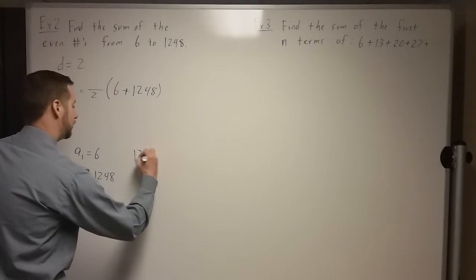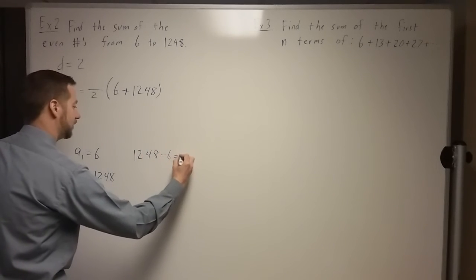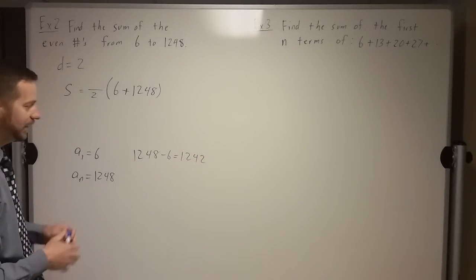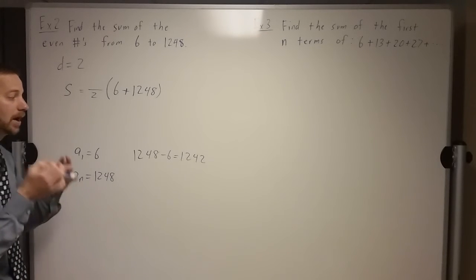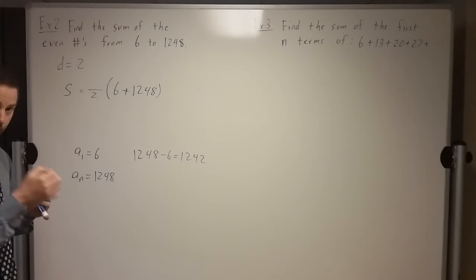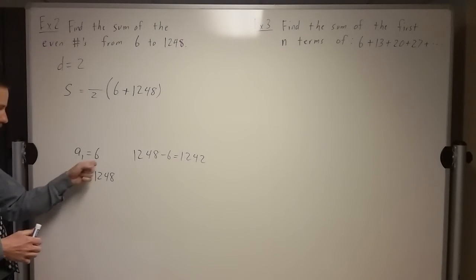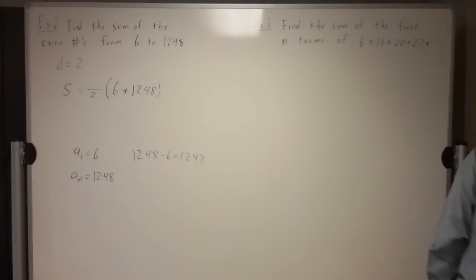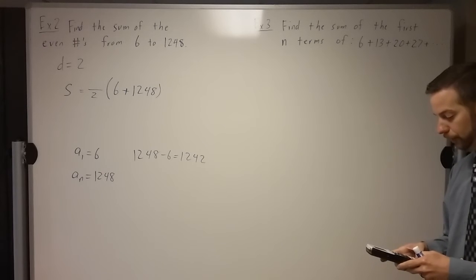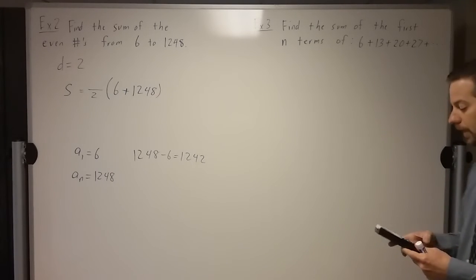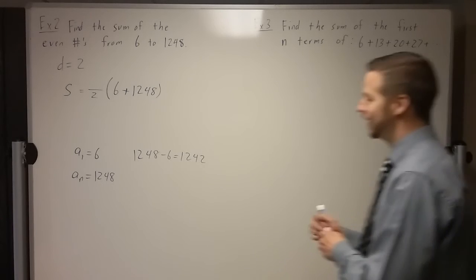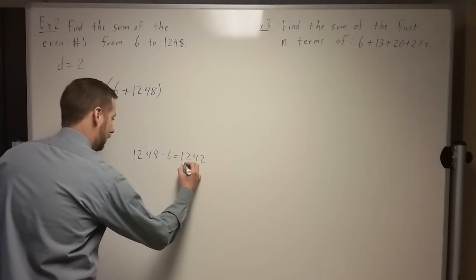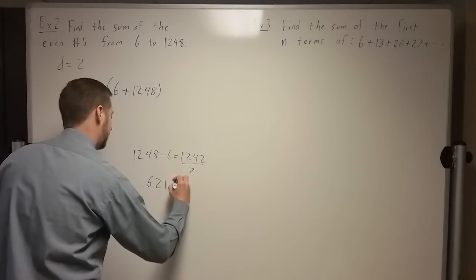So I'm going to do 1,248 minus 6 to get 1,242. So here's what we have to think. If I need to go up 1,242, how many terms do I need to go up? And so 1,248 minus 6 is 1,242. So I'm just going to divide that by 2 to figure out how many terms I have to go up. So 1,242 divided by 2 gives me, I should have been able to do that in my head, 621. All right, so we need to go up 621 terms.